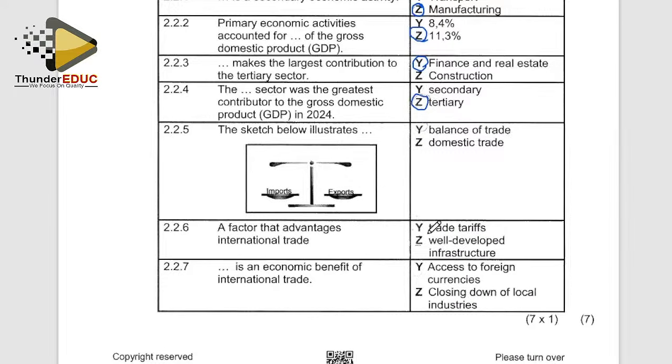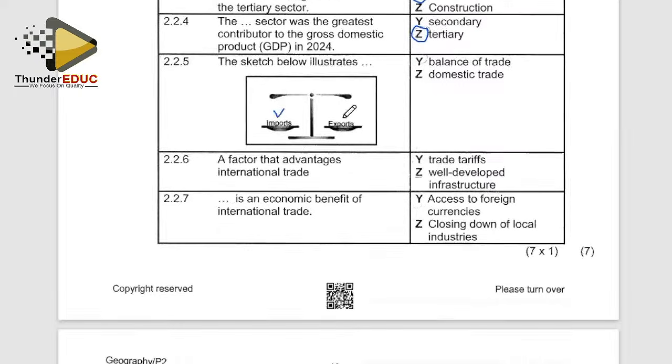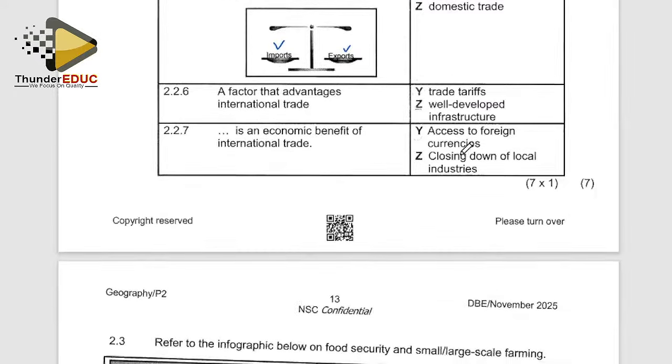Then the sketch below illustrates exports and imports, and they appear to be in balance. So if exports are equal to the value of imports, it means there is a balance of trade.